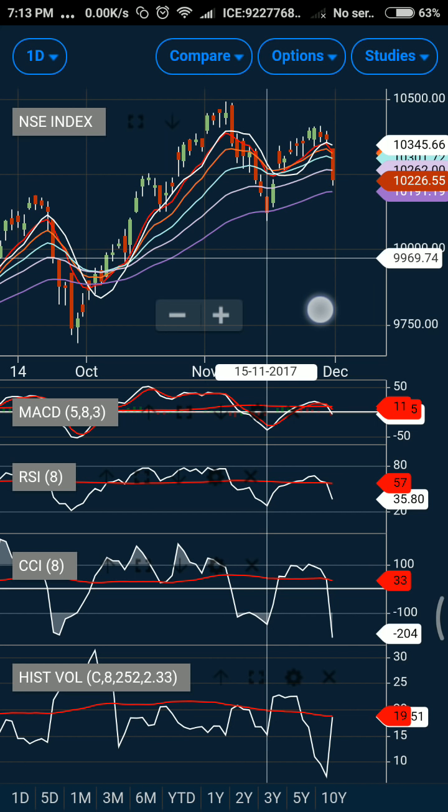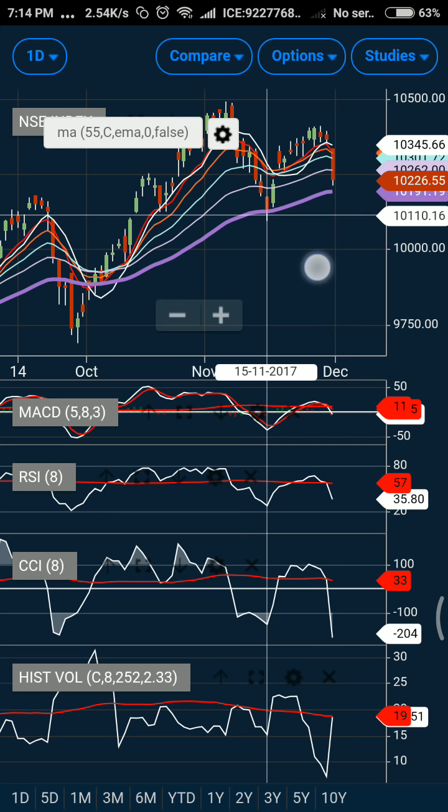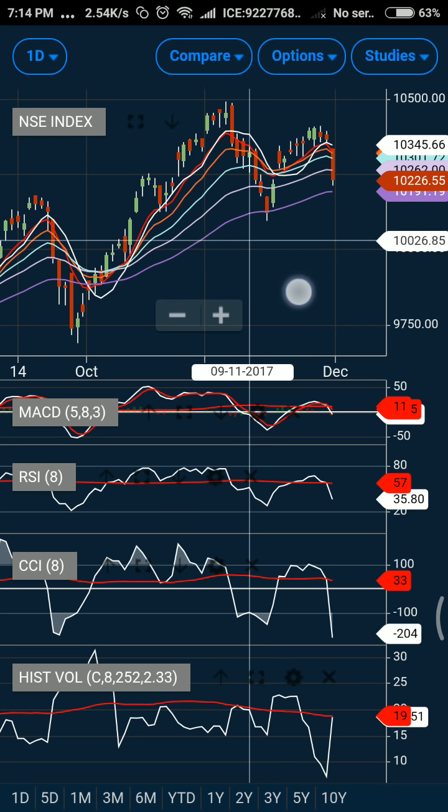So we'll analyze the market in detail by having a look at the candlestick pattern, moving averages and technical indicators and what they are suggesting. So if you guys can see, you can just observe that the market has been taking a good support at its 55 days exponential moving average.